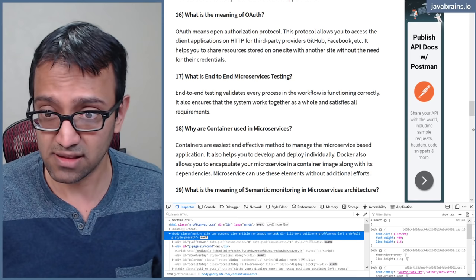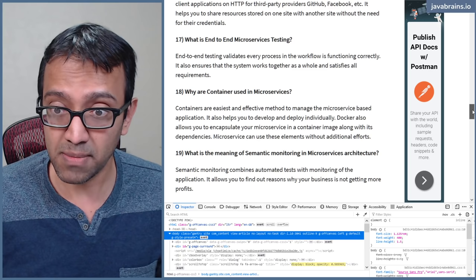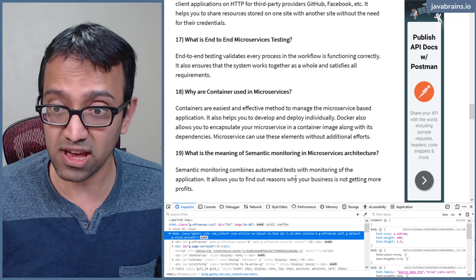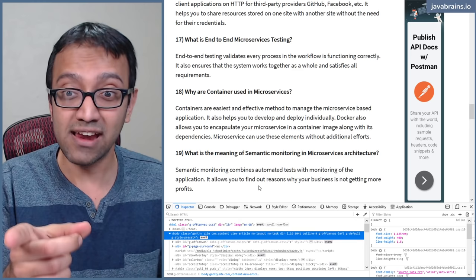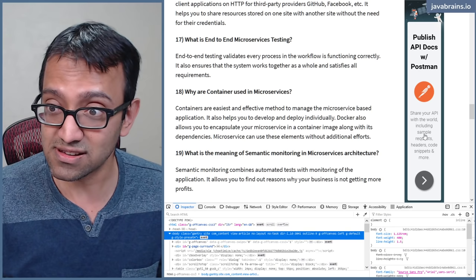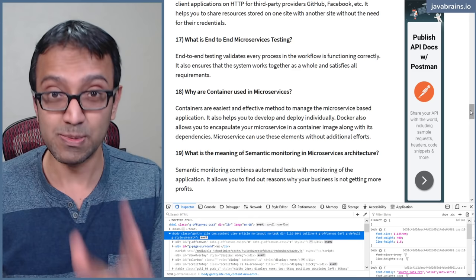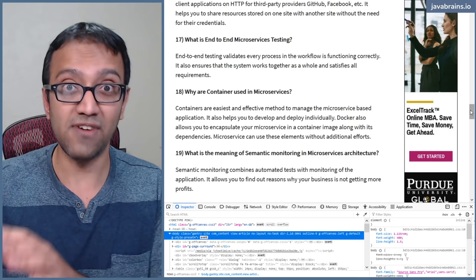Let's see. Semantic monitoring combines automated tests with monitoring of the application. It allows you to find out reasons why your business is not getting more profits. I'll tell you why your business is not getting more profits: because your interviewers asked these questions and hired people who gave these answers. That's why your business is not making profits. This is a really stupid answer. You understood what semantic monitoring is, right? It's basically monitoring individual flows, making sure that they're tested and working fine all the time. Okay, that's semantic monitoring.